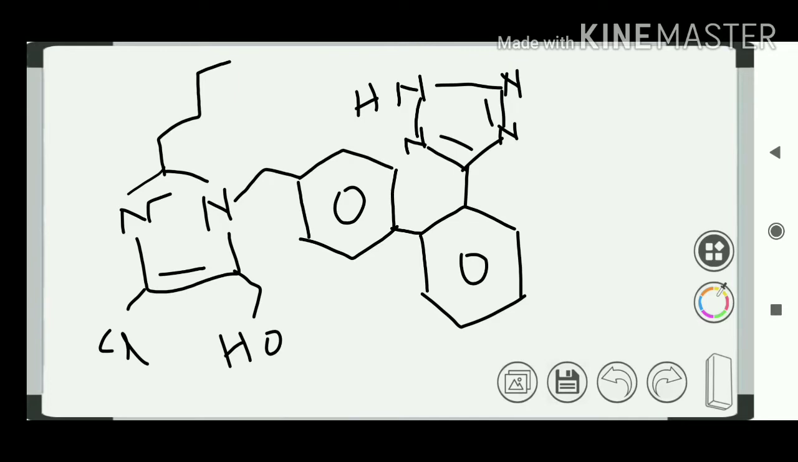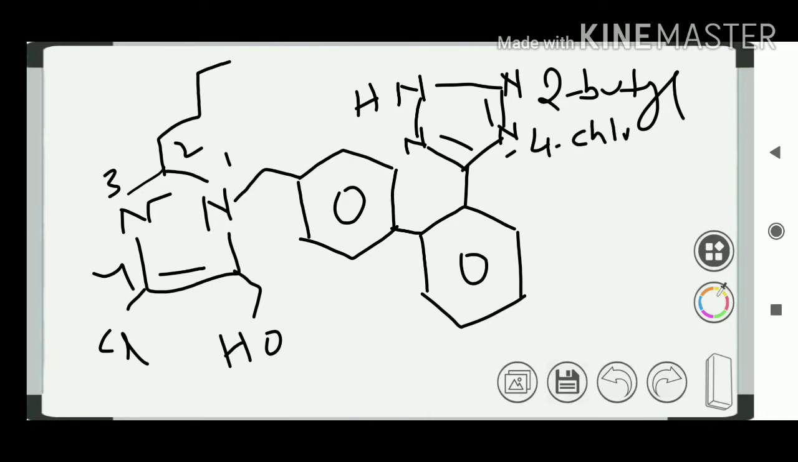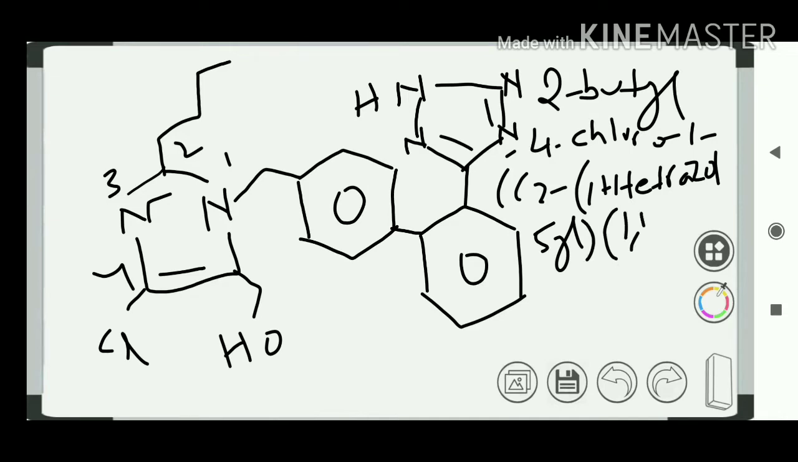If you see the IUPAC name, here we have the imidazole basic nucleus. I am going to take the basic nucleus and give the IUPAC name, starting with the side chain that attaches to the imidazole, as 2-butyl, then 4-chloro. Then open the brackets for the side chain of the biphenyl system at position 1, in which you are going to get a tetrazole 5-yl, 1,1'-biphenyl.